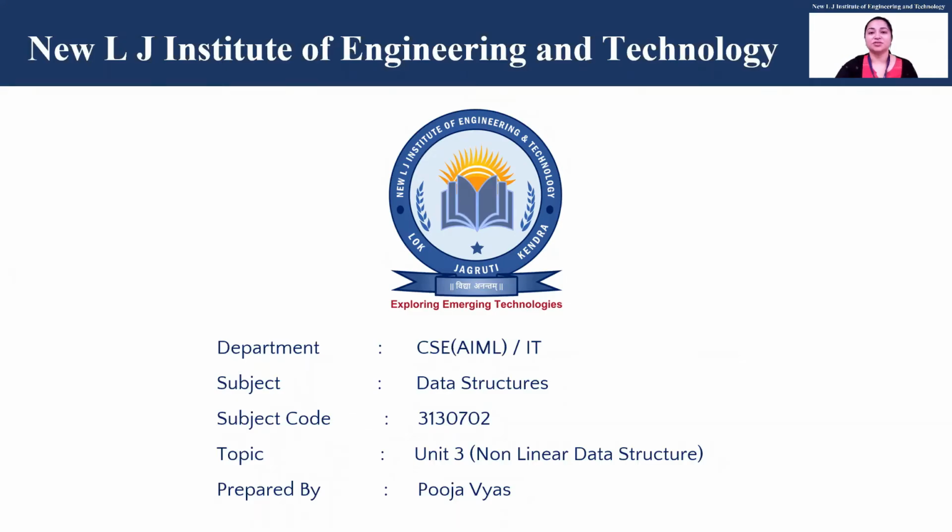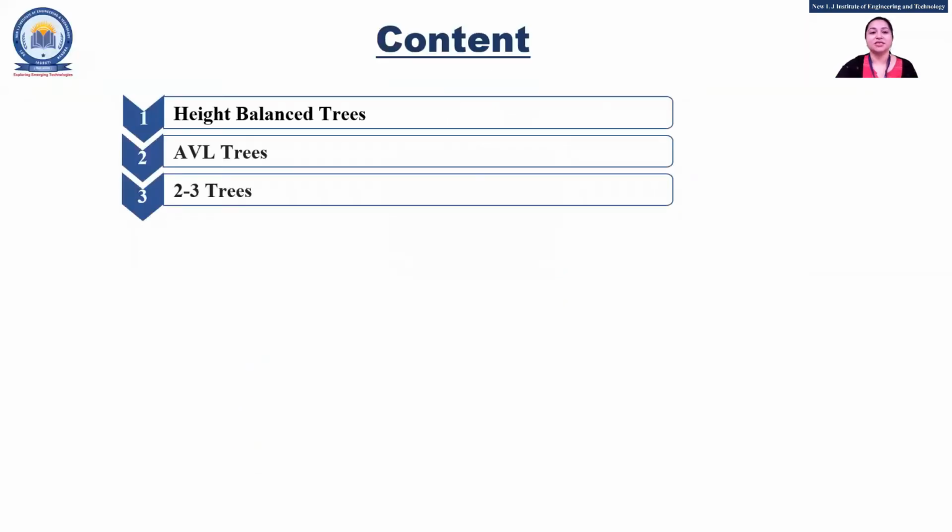Welcome to the data structures course. Today we will see nonlinear data structures. In that we will see height balanced trees. So first of all, what is the need to have balanced trees? And there are two types of height balanced trees, AVL trees and 2-3 trees. So we are going to look at AVL trees first.